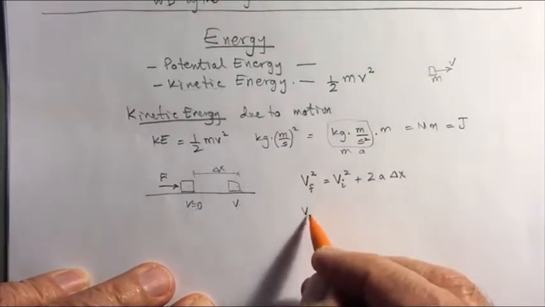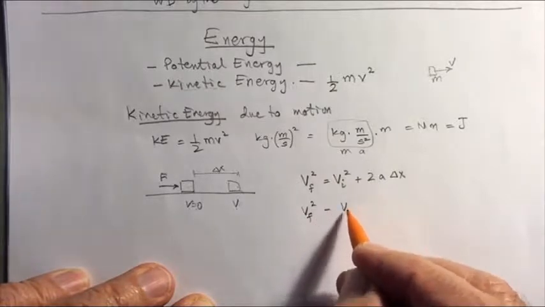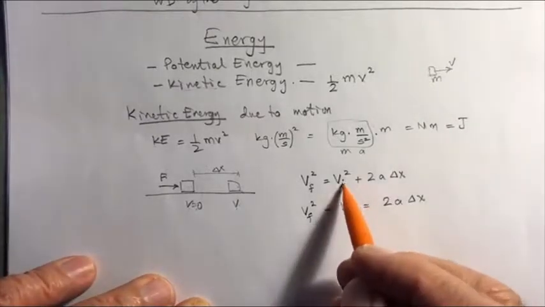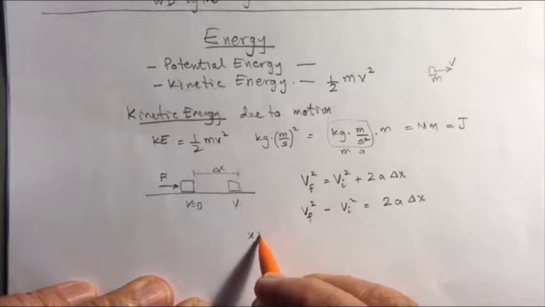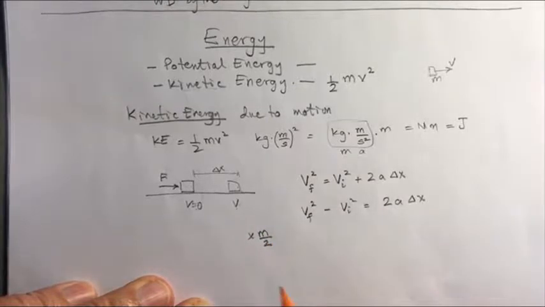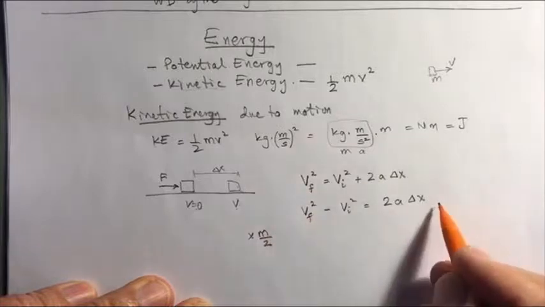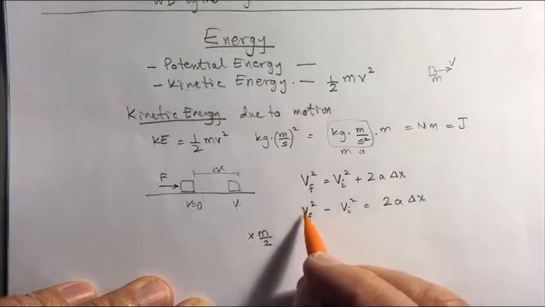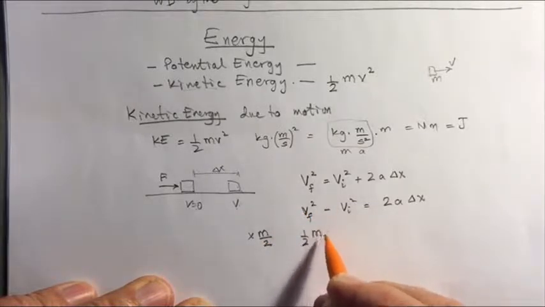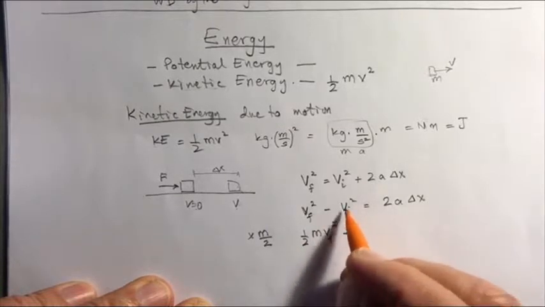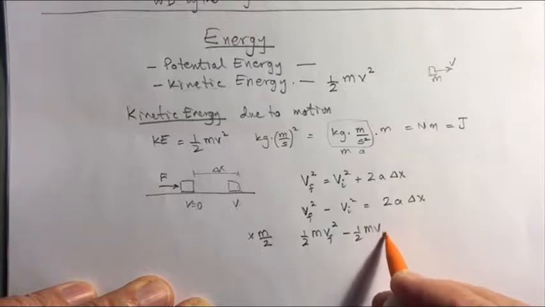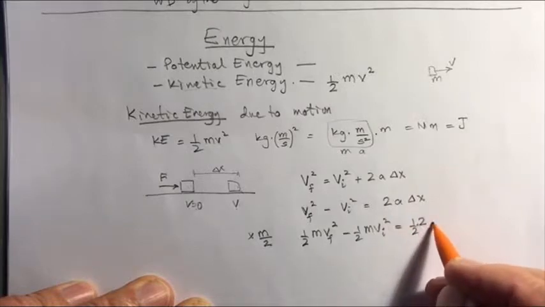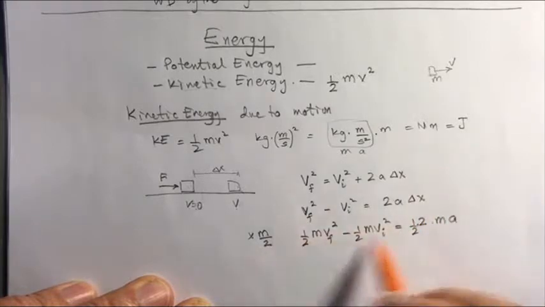And we rearrange this as Vf squared minus Vi squared equals 2a delta x by bringing it here. And then we multiply by m over 2. So we multiply the equation by m and we divide it by 2. And that means we multiply every term by this factor. So multiplying it here becomes half m Vf squared. And multiplying here becomes half m V initial squared. And multiplying here becomes half times 2 m times a.